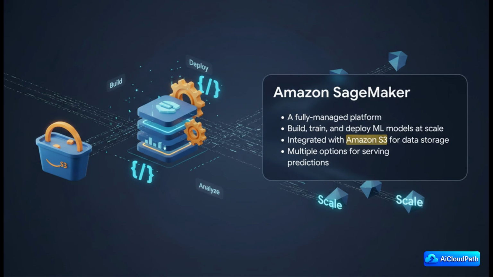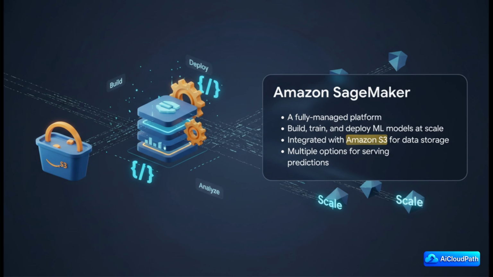So what exactly is Amazon SageMaker? Think of it as your all-in-one, end-to-end platform for everything machine learning on AWS. I mean everything. It handles the whole life cycle, building, training, and deploying your models. It's fully managed, so you don't have to sweat the small stuff, and it can scale to pretty much any size you need. Plus, it's tightly integrated with services you're probably already using, like Amazon S3 for all your data and model storage.